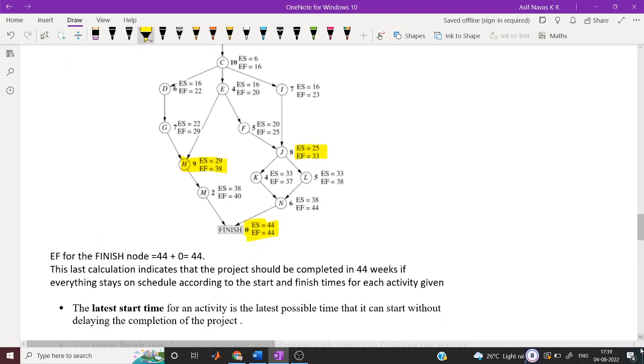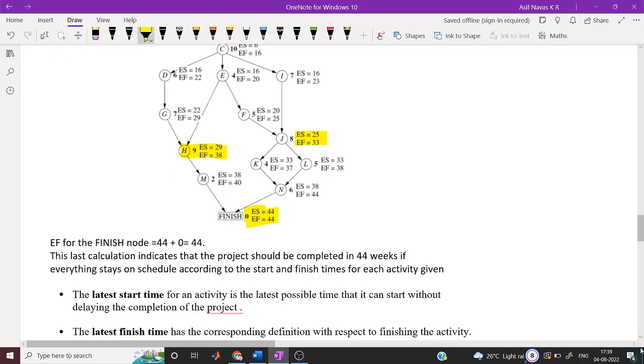Similarly we can complete this. Then at the finish node we get ES is 44 and EF is 44 plus 0, that is 44. So this calculation indicates that the product should be completed in 44 weeks, if everything stays on schedule according to the start and finish time of the given activities.